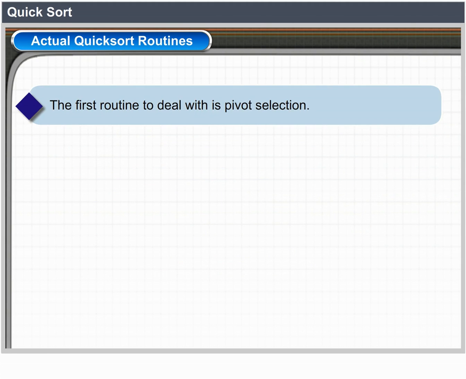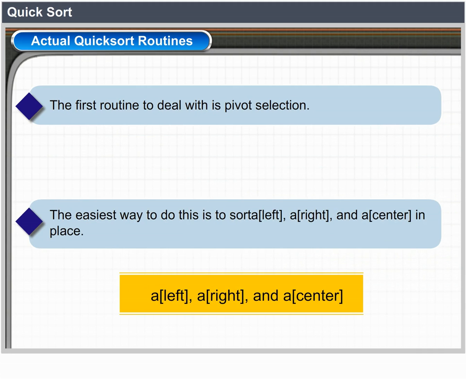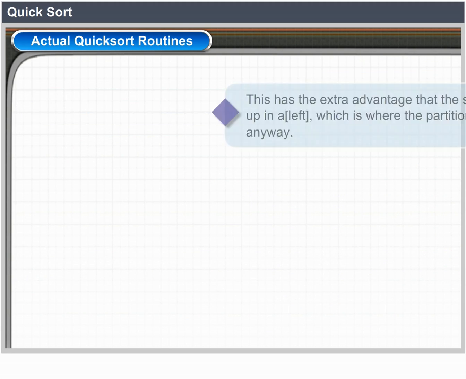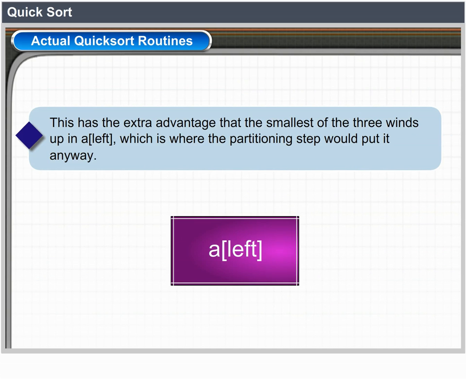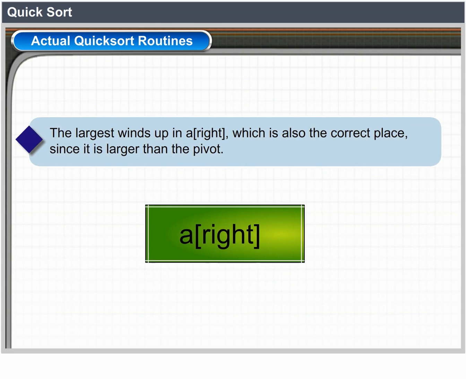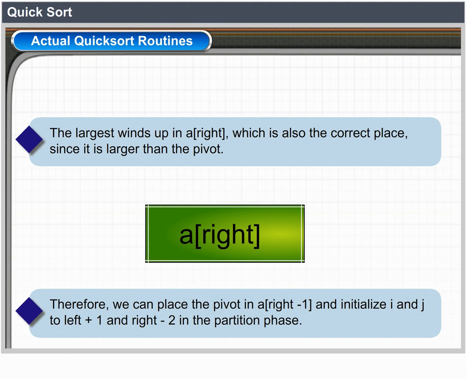The easiest way to do this is to sort A of left, A of right and A of center in place. This has the extra advantage that the smallest of the 3 winds up in A of left, which is where the partitioning step would put it anyway. The largest winds up in A of right, which is also the correct place since it is larger than the pivot. Therefore, we can place the pivot in A of right minus 1 and initialize I and J to left plus 1 and right minus 2 in the partition phase.